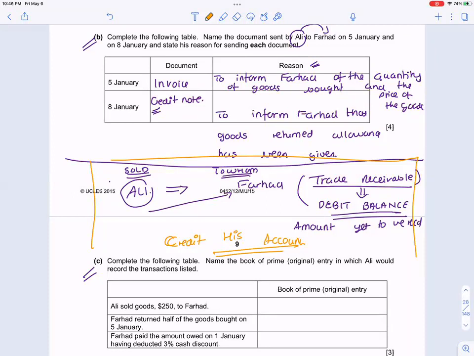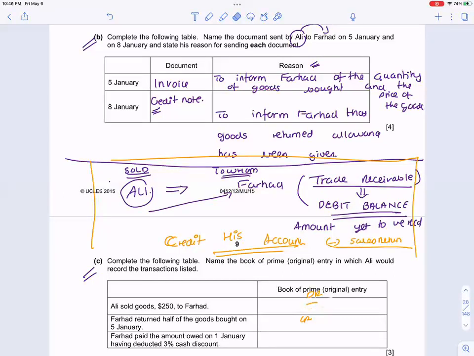We credit his account in the ledger, no? You're going to credit his account in the journal entry. Okay? Journal entry. And from the trade receivables, you will minus that amount and you will say minus sales return. Debit minus is credit, right?